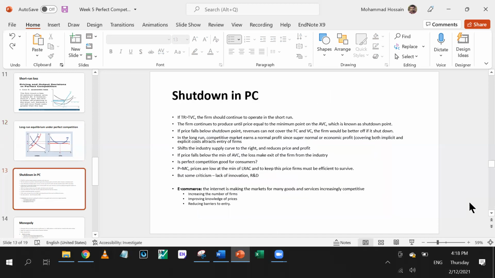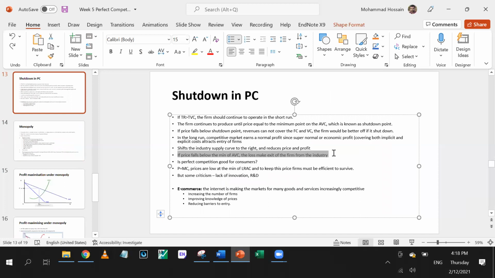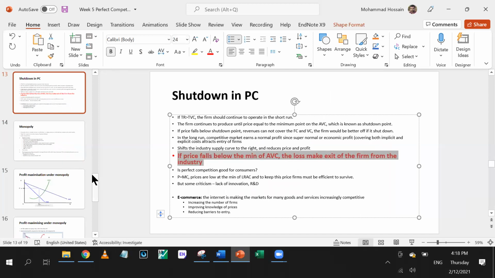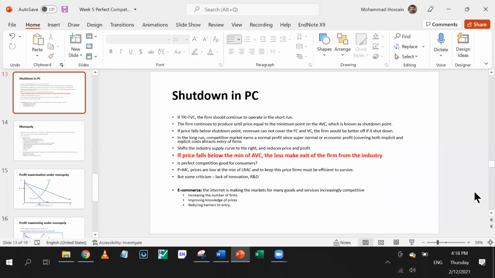Now let's talk about monopoly. I think it's mentioned there. If price falls below the minimum of average variable cost, the loss makes the firm exit the industry. The firm will close their business and go away.